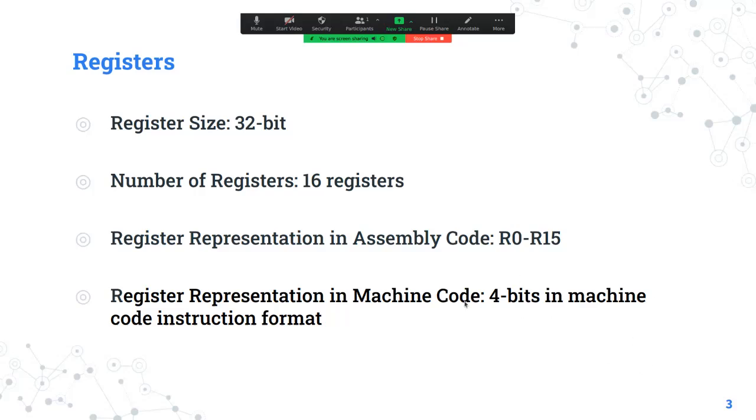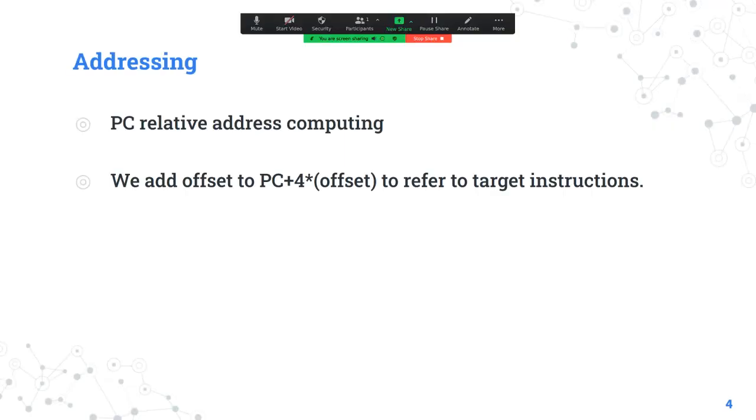And again, because there are 16 registers, you just need 4 bits to represent them. And also the addressing mode. How are you going to address? Whatever destination address you want will be PC plus 4 times offset, which means that if you are in the second instruction, each instruction size is 32 bits again. So the register size, the number of registers, the instruction size.